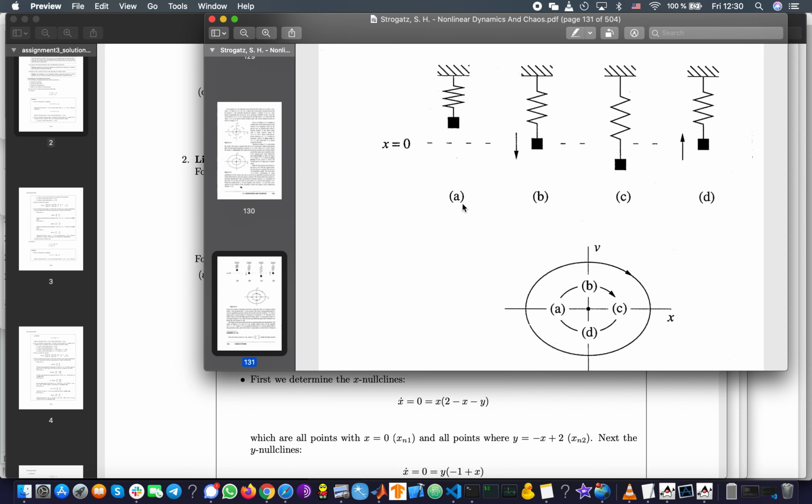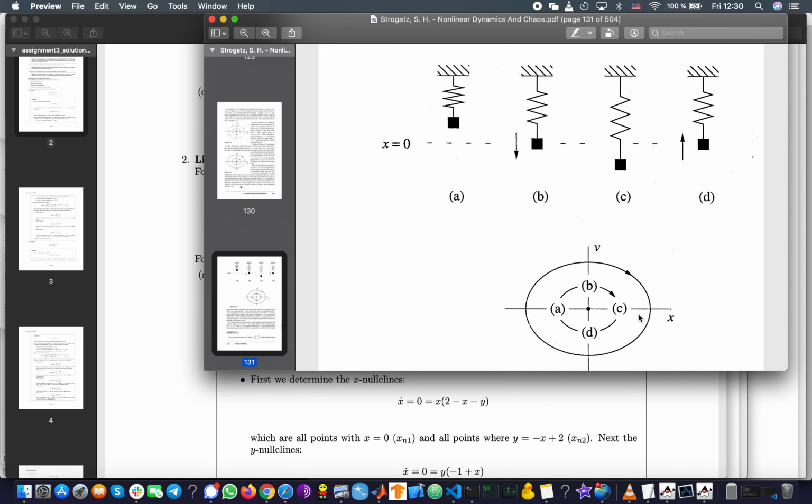So if it is just in the origin, it stays, right? In the origin there is no change. This is the point that we said, x star and y star equal to 0 and 0, and it doesn't have any interesting aspect, so we just always have it.